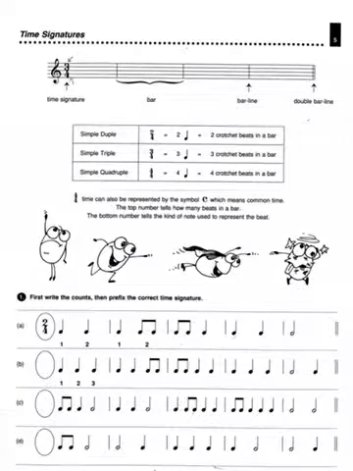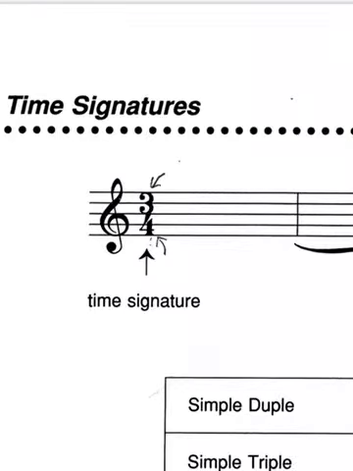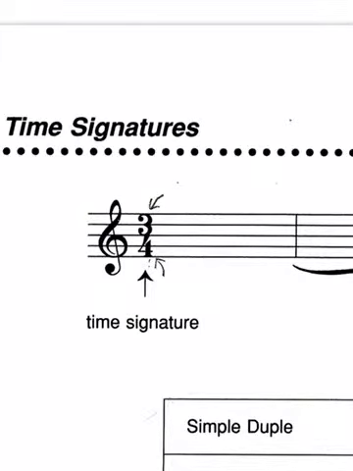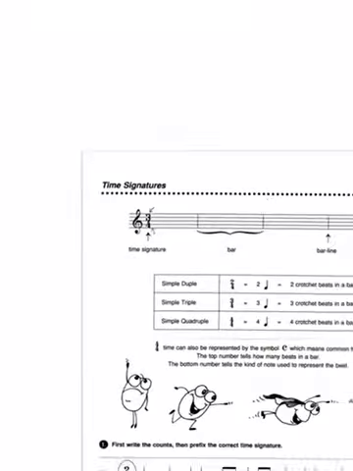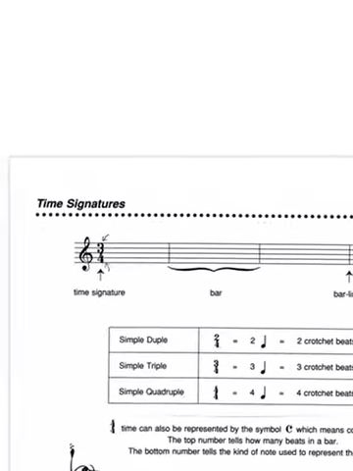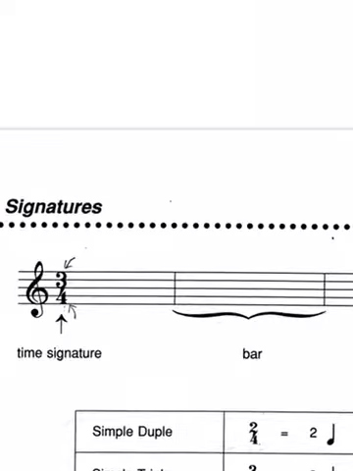Hi everyone, so we're on page 5 and the focus is time signatures. Now this is a time signature, and as you can see it contains two different numbers. There's a top number and a bottom number. Okay, and what this time signature does is it tells us how many beats will be in each bar.